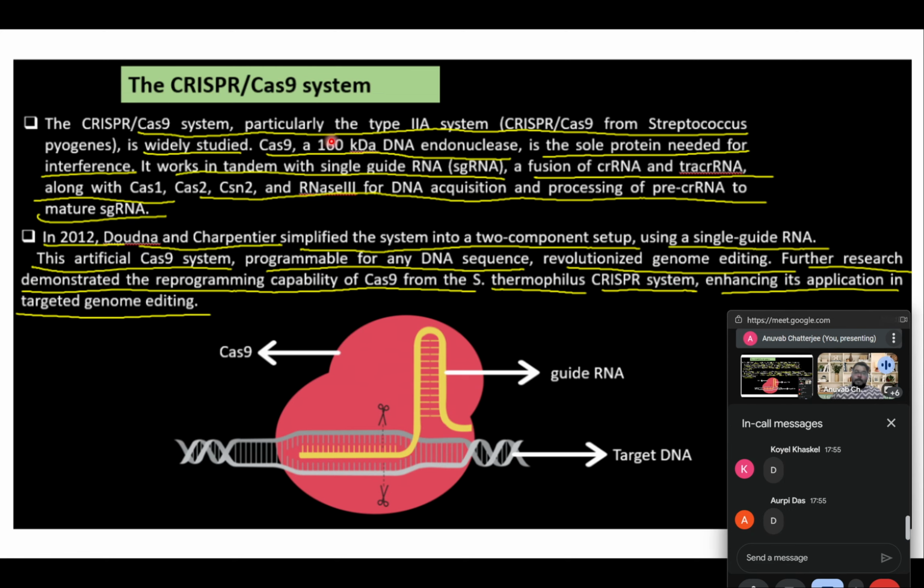So the CRISPR-Cas9 system is a type 2A system in which there is this protein Cas9, which is a 116 kDa DNA endonuclease and is the sole protein required for interference. It works in tandem with a single guide RNA or sgRNA, a fusion of the CRISPR RNA and the tracer RNA.